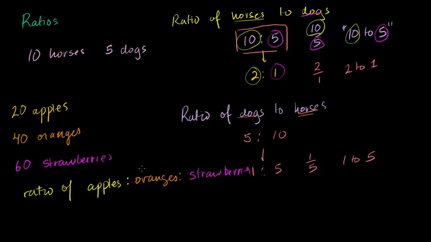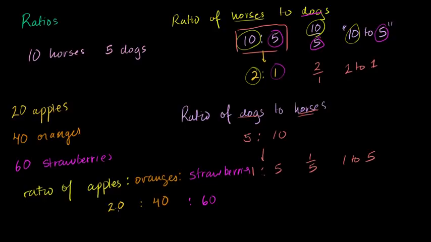Well, I could start off by literally saying, for every 60 strawberries, I have 40 oranges, and I have 20 apples. So then this would be legitimate. You could say the ratio of apples to oranges to strawberries is 20 to 40 to 60. And that wouldn't be wrong, but we saw before we could put it into reduced form.